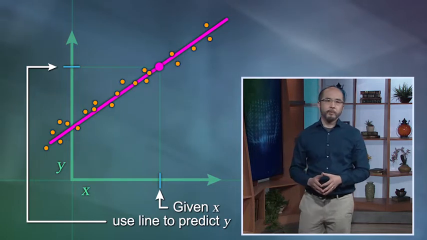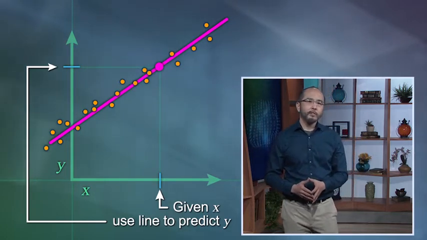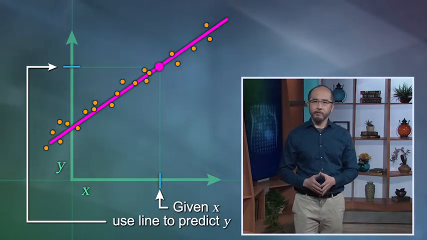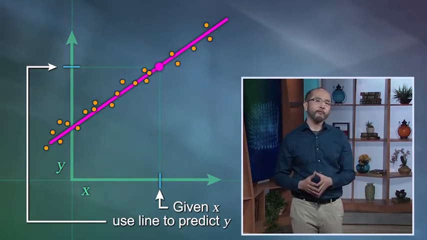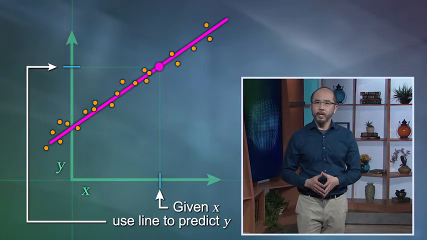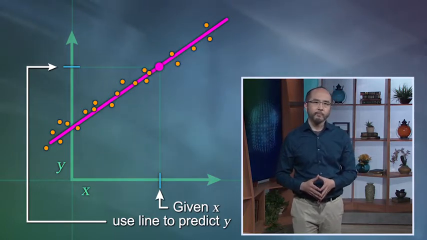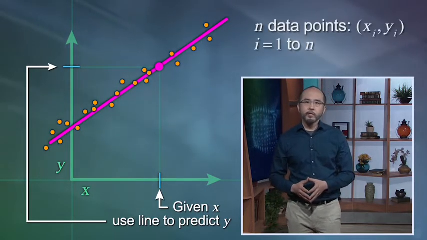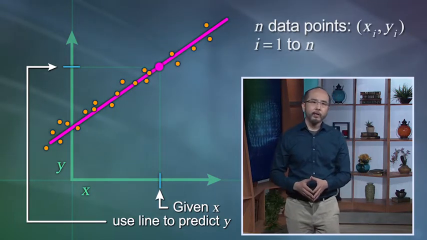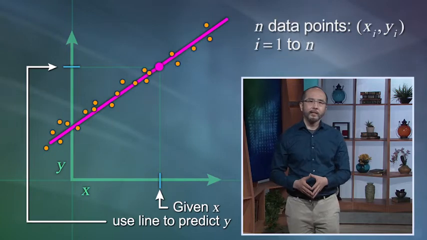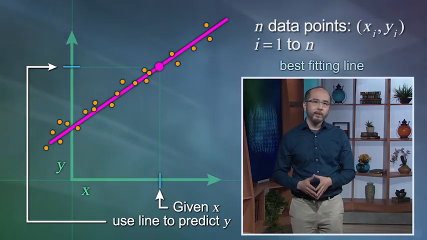If the relationship appears linear, the next thing you might do is ask, what's the best fitting line? Because if you had such a line, then for any value of x, you can use the line to make a prediction about y. So the question before us is, given n data points, xi and yi, going from 1 to n, what could we mean by the best fitting line?